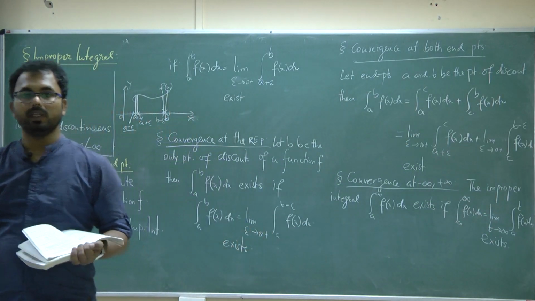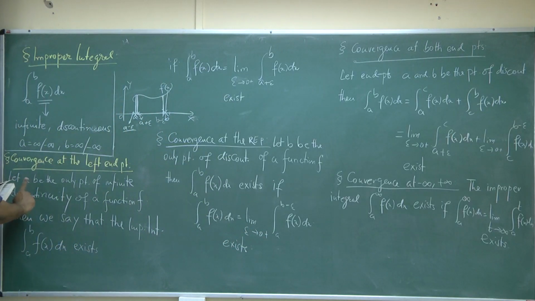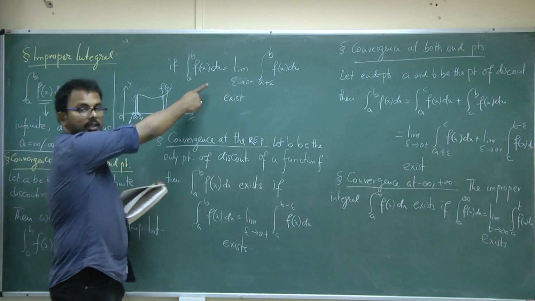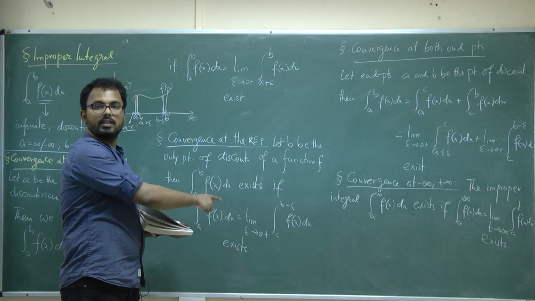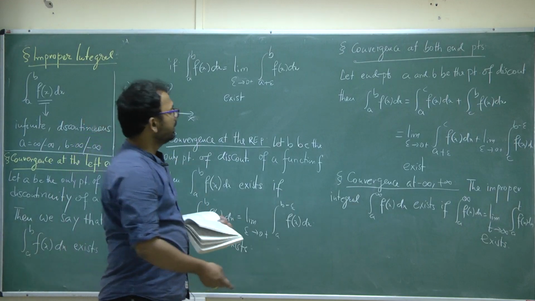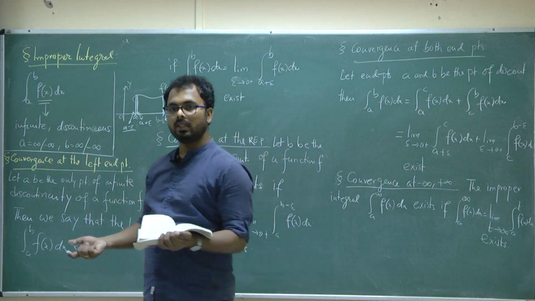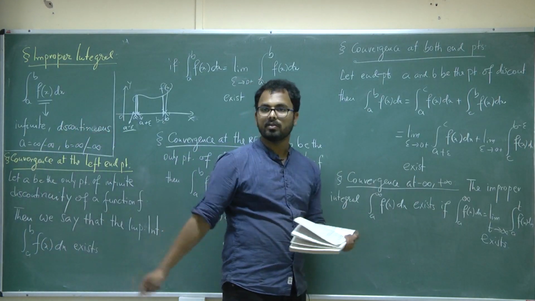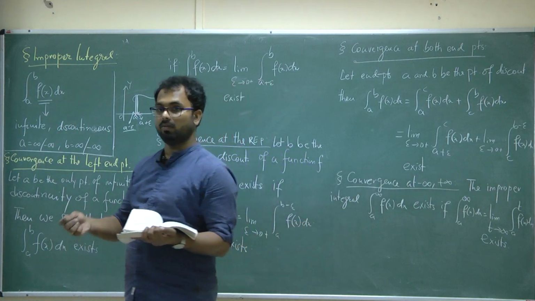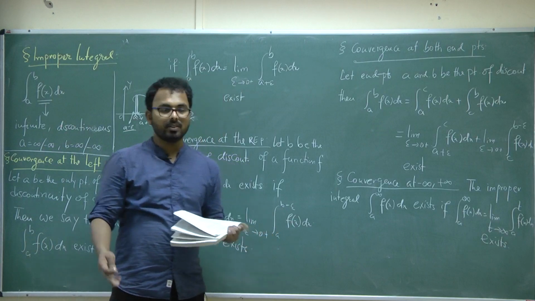So, when we are checking the convergence at the left hand point, we say that if this limit exists, then it is convergent at the left hand point. If this limit exists, then it is convergent at the right hand point. If this limit exists, then it is convergent at both the end points. And if this limit exists, then it is simply convergent. And if it does not, then we say that it is divergent.